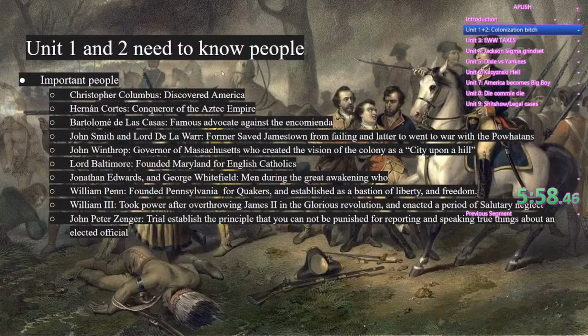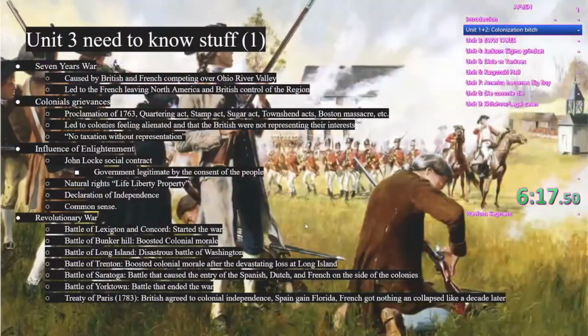Now, for Units 1 and 2, you need to know people. I would say the most important of the people I didn't already mention are Bartolome de las Casas, Jonathan Edwards, George Whitefield, and John Peter Zenger. So, yeah, onwards to Unit 3.